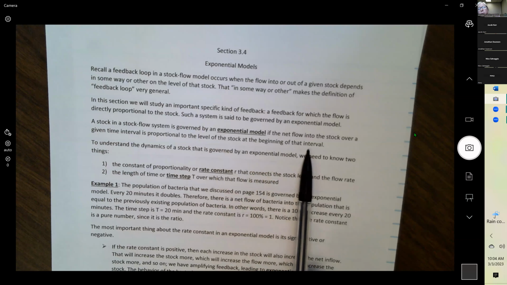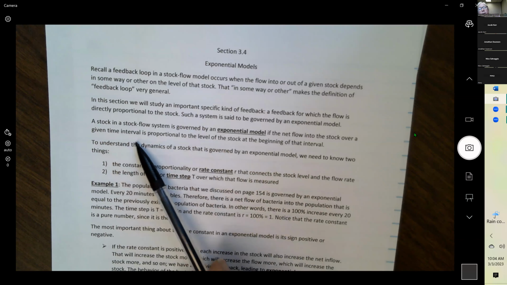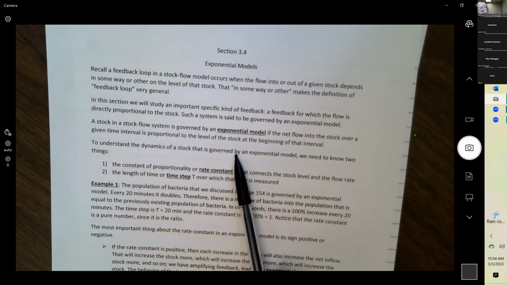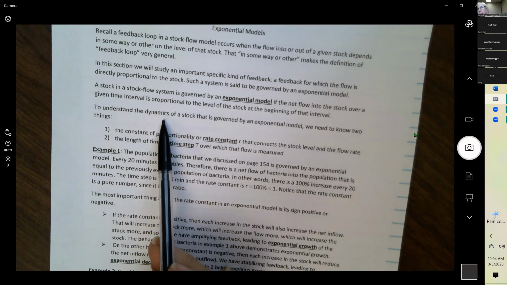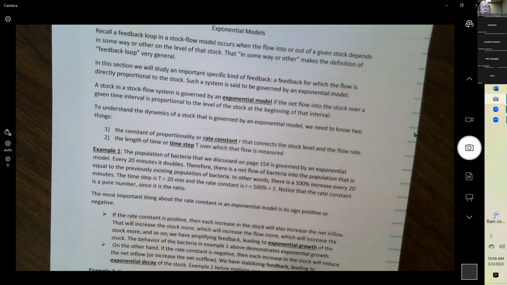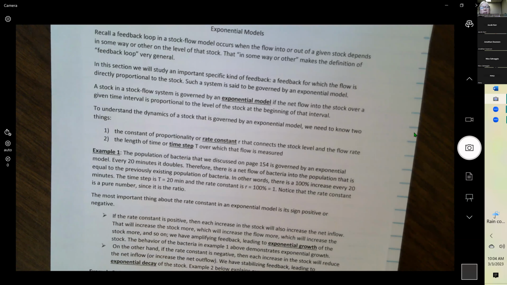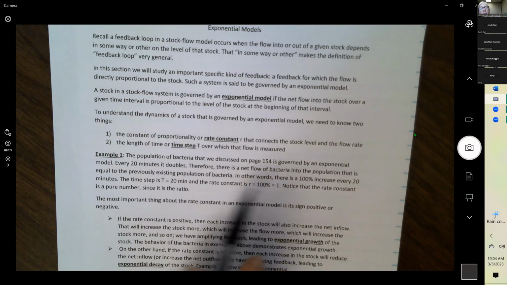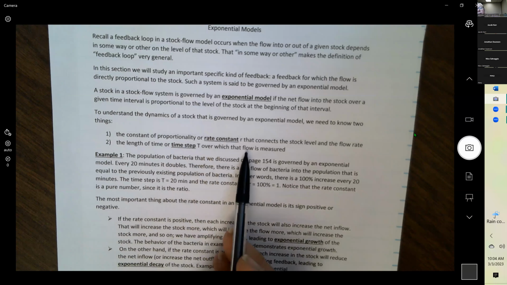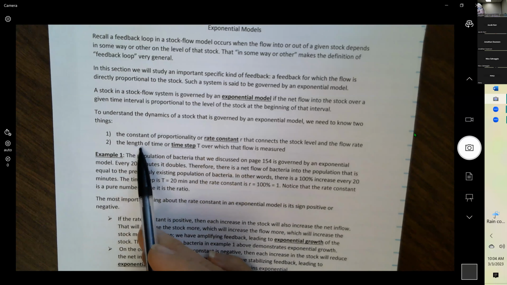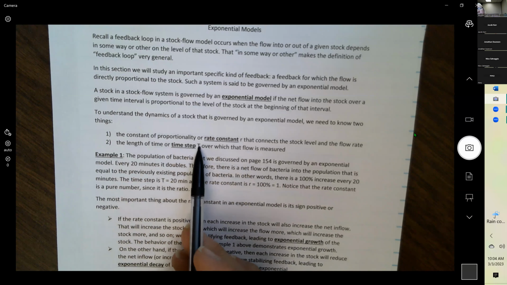if the net flow into a stock over a given time period is proportional to the level of stock at the beginning. So if it's growing by an even amount each time, like maybe it's growing by 5% or 2 inches per hour, then those can be exponential. The constant proportionality or rate constant is R, and the length of time or time step is T.